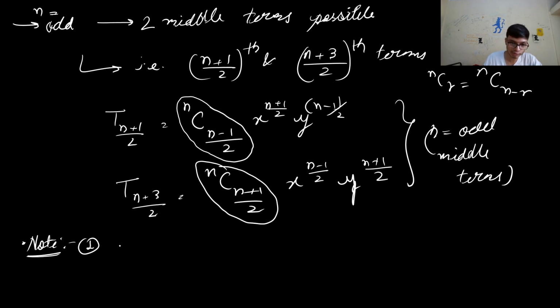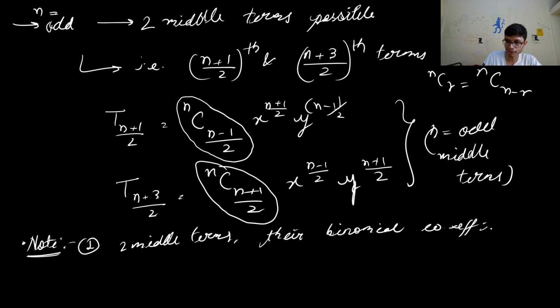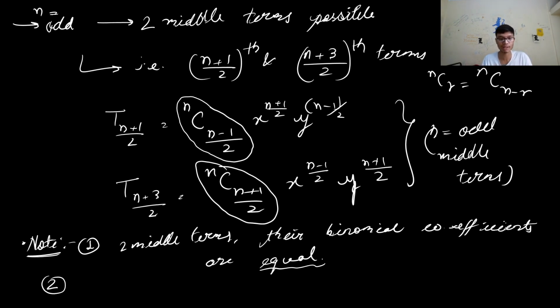So if I have two middle terms, in this particular scenario their binomial coefficients are equal. This is a very important note. Whenever we have two middle terms in any binomial expansion, their binomial coefficients, I'm not talking about the coefficient, I'm talking about the binomial coefficient, are similar or equal.